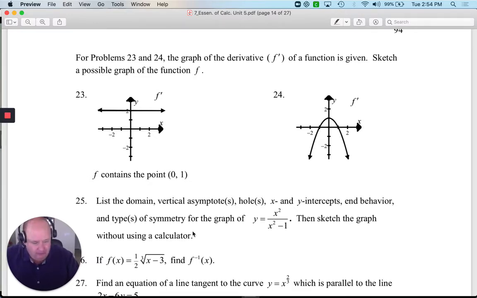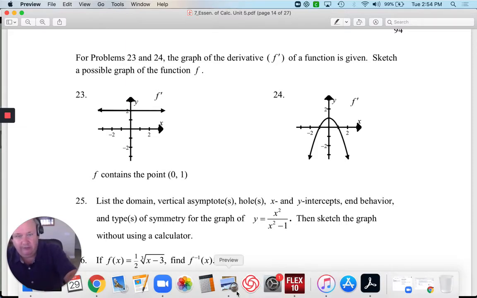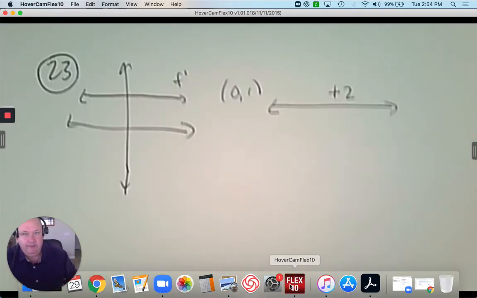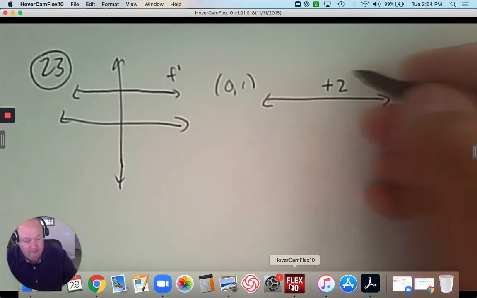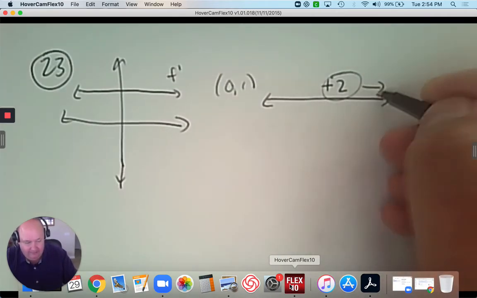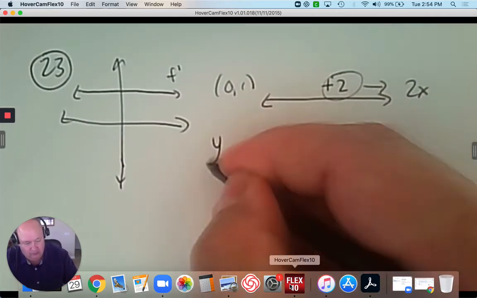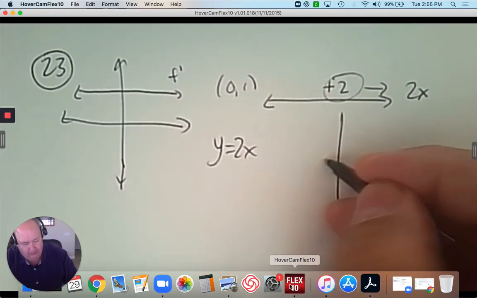So the derivative is a constant at 2. And it contains the point 0, 1. So what does the function look like? So the first derivative line is always positive and always positive 2. So it's always increasing. And it's always positive 2. The antiderivative of that is 2x. In other words, you're going to graph y equals 2x.